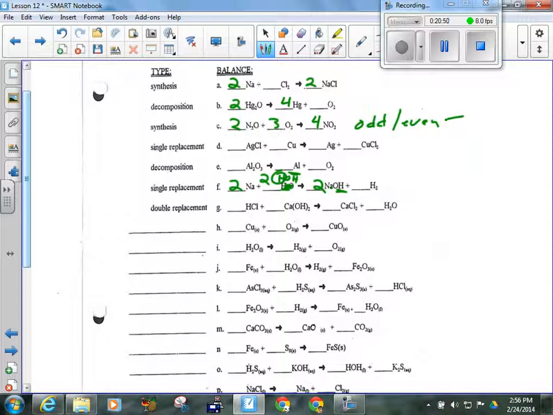All right, let's have a look at D as well here. So single replacement reaction. Best thing to start with is chlorine because it's present in the highest number. There's two chlorines here, but only one here. So I need a 2 there. That gives me two silvers. A 2 there fixes that. Everything else is a 1.